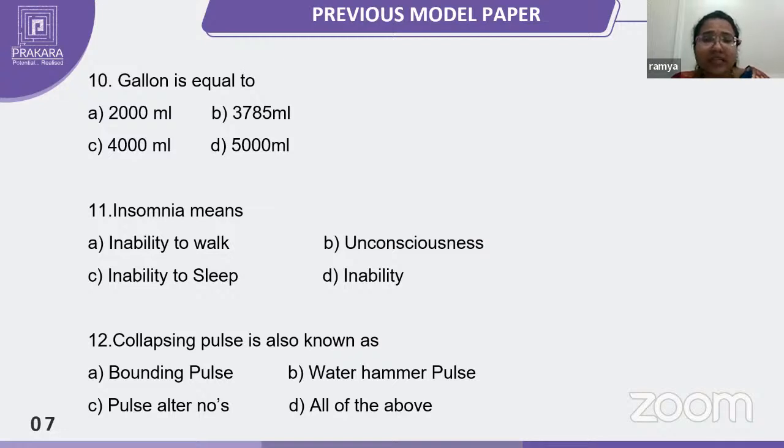When we come to the 12th question, collapsing pulse is also known as. They have given the options as A, bounding pulse, B, water hammering pulse, C, pulsus alternans, and D, all the above. So the collapsing pulse is otherwise called the water hammering pulse. So the answer is option B, water hammer pulse. So we will be writing that as the 12th answer.